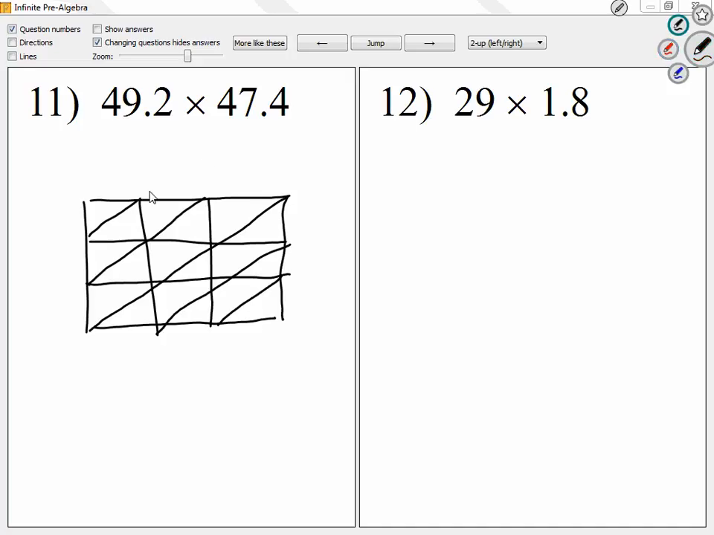And I'm going to go 492 multiplied by 474. All right, I'm ignoring the decimal points for right now. I know in the first square, 4 times 4 is 16. 4 times 7 is 28. And 4 times 4 is 16. The second square, 9 times 4 is 36. 9 times 7 is 63. And 9 times 4 is 36 again.